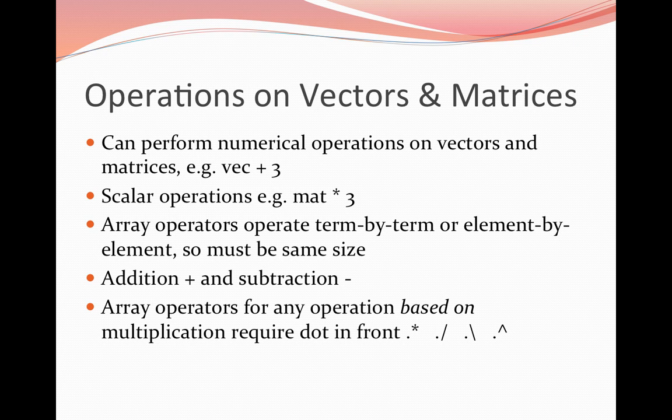The array operators perform operations term by term or element by element, so that means that the two arrays have to be the same size, arrays meaning vectors or matrices. With addition and subtraction, you can just use the plus and the minus for the array operations, but for any operation that's based on multiplication, you have to put the dot in front of it. So dot star or dot asterisk for multiplication, dot slash for division, and dot and the little caret symbol for exponentiation. So again, those are all array operations when you have two arrays that are the same dimensions and you want to perform the operation term by term or element by element.